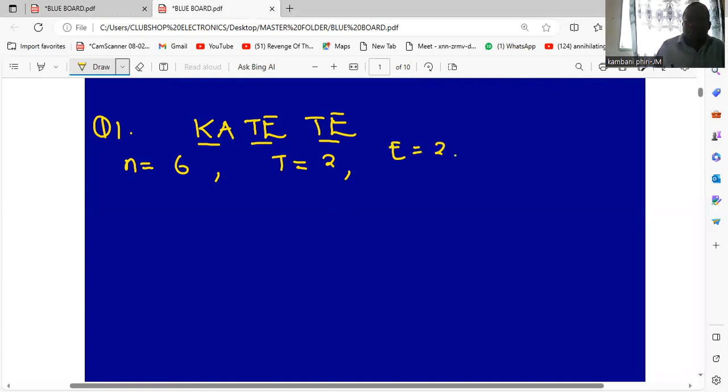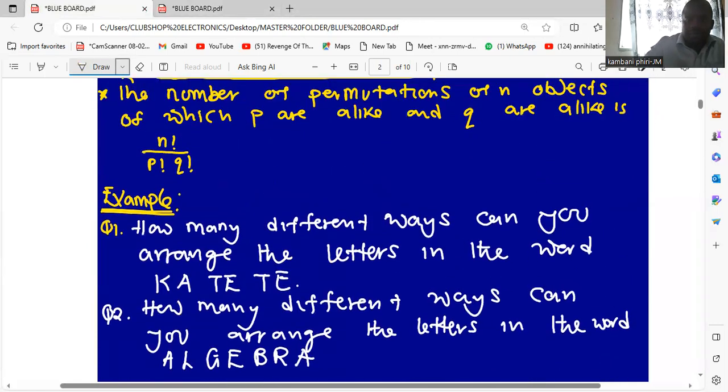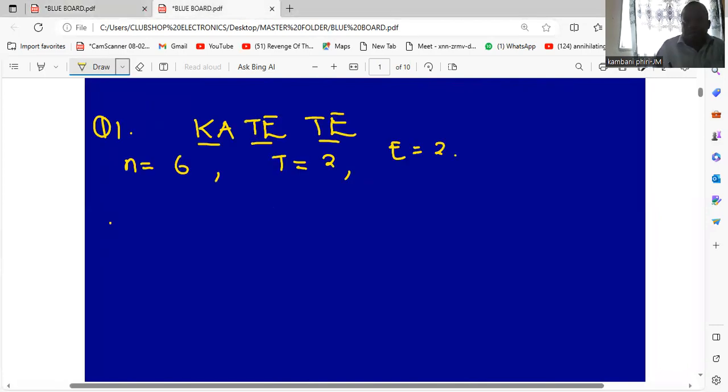Meaning that, by definition, we are going to have n factorial divided by p factorial, 2 factorial. And n is the total number of letters that we have. So it will be 6 factorial divided by 2 factorial and 2 factorial.